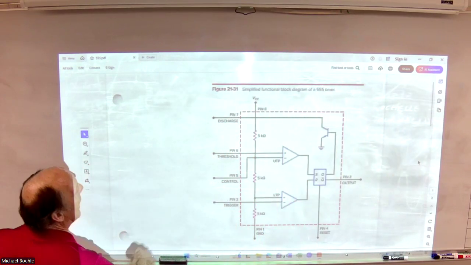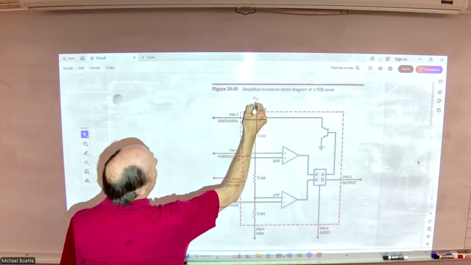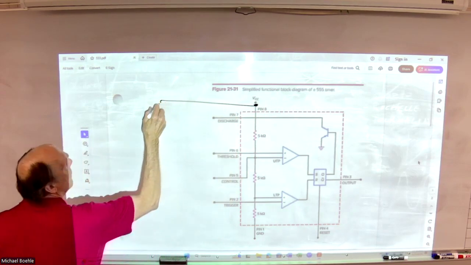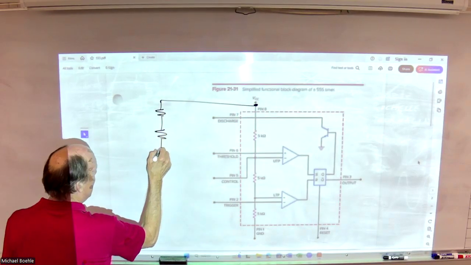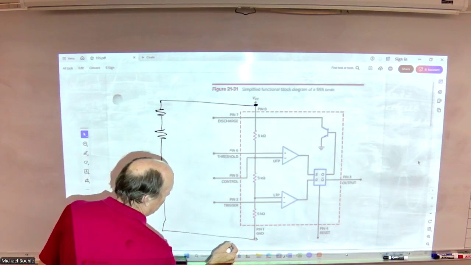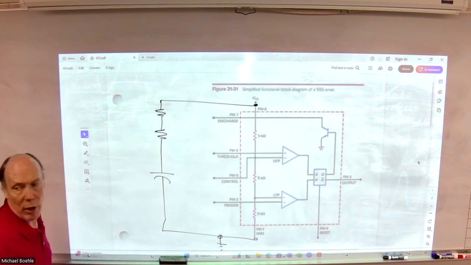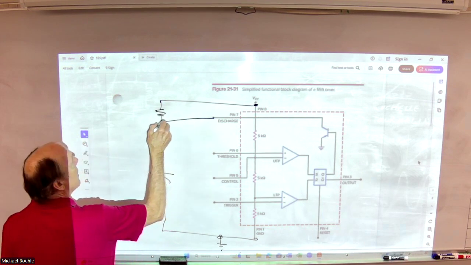The basic idea of my astable operation is I'm going to take my VCC, resistor here, capacitor there. Make sure we all know that's that. My discharge connection goes right here.